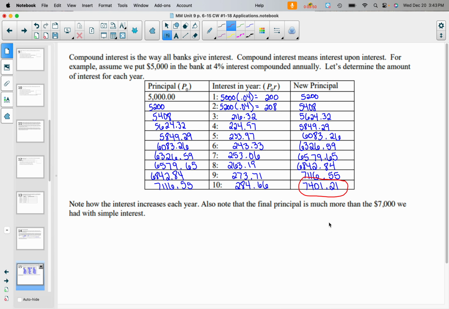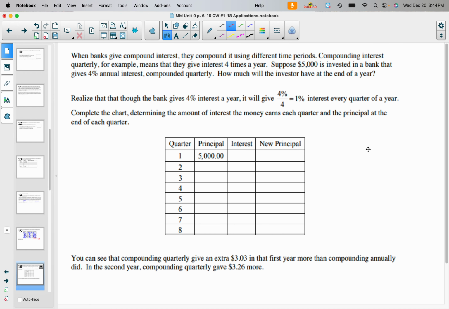Okay, now I know the problem was borrowing money, the simple interest problem we did, but we could have just as easily said simple interest invested, in which case after 10 years that investment would have been worth $7,000 at simple interest. You might not think that's a huge difference, but it is a difference of $401.21, because you were earning interest on the interest as well as the principal every year.